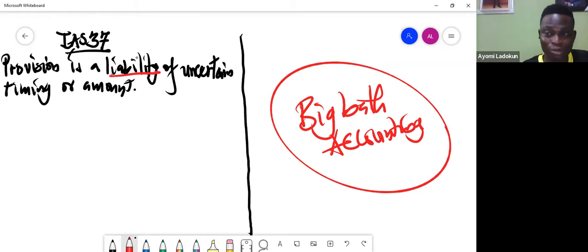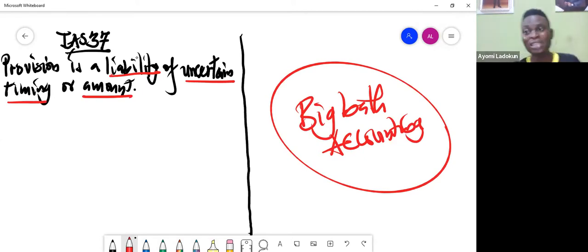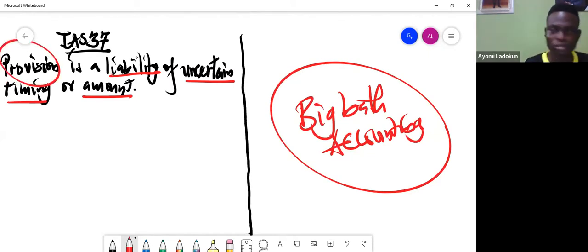Now provision is a liability. So before you can even recognize provision, it has to be a liability. You can't just go to the account and reduce your profit. But it is uncertain, I'm not sure. Sometimes I'm not sure of the timing. When am I going to pay, or when am I going to discharge that liability? And sometimes I'm not sure of the amounts. So it's a liability of uncertain timing, when will I pay, or of amount, how much will it involve? Is it 20,000? Is it 100 million? I don't really know. So that makes it provision. That's what you need to understand.